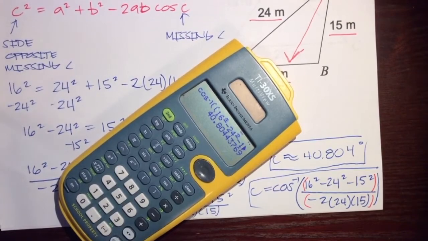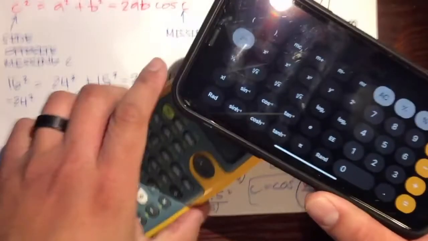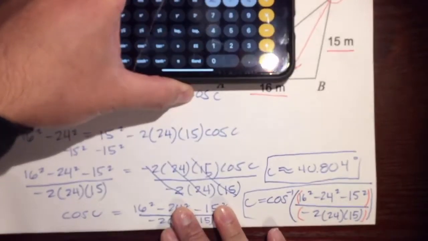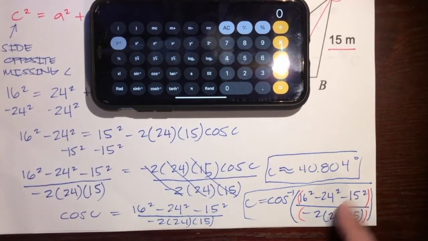What do we do? Well, we're going to do something else. So let's grab our calculator. Let's grab this kind of calculator, not that fancy of a calculator with real buttons. All we're going to do is figure out what this is right here.